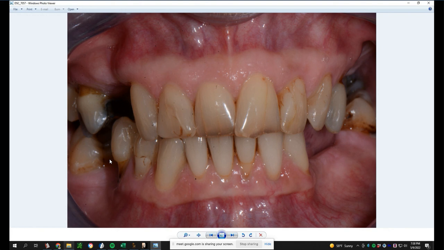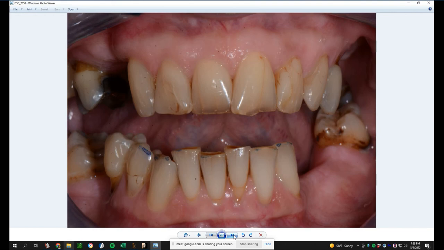As far as perio goes, I need to take a closer look at the perio charting, but overall, her tissues look pretty healthy. I think it's mostly because of the smoking in terms of the decreased inflammation than there should be, would be my guess. Yep. Or at least decreased bleeding. And then also the mesially tipped lower molars. Yeah, those are always important to have in the equation.